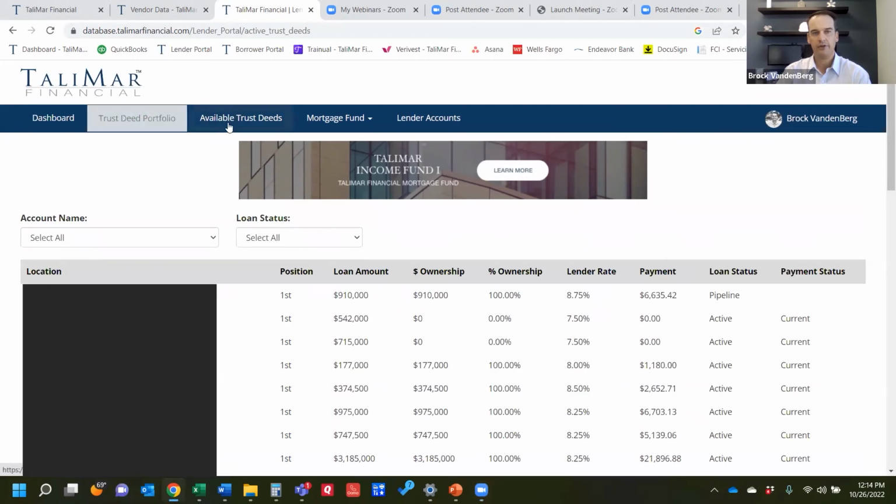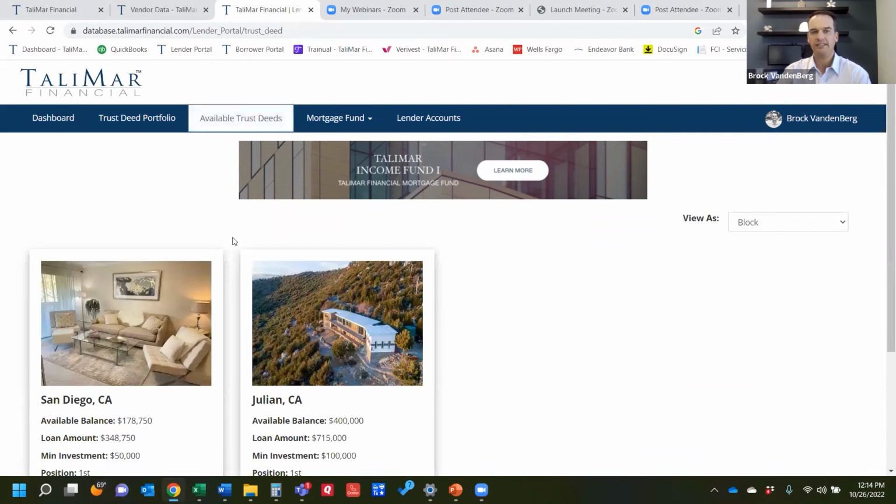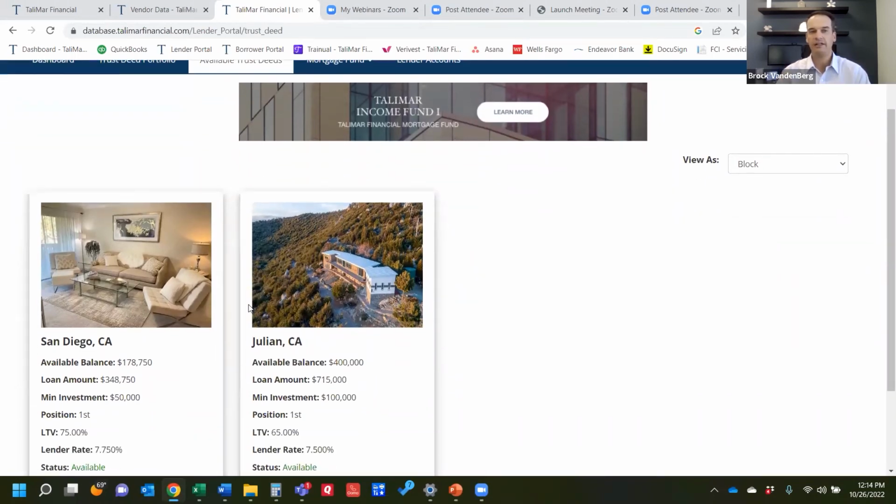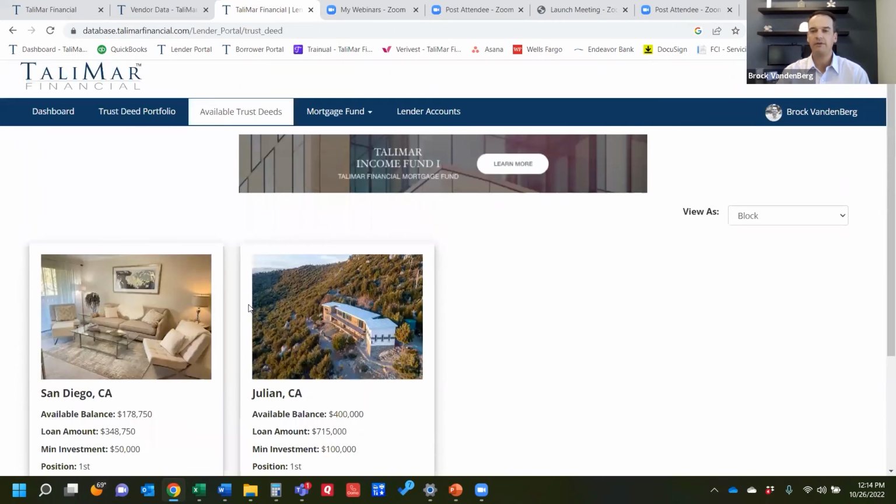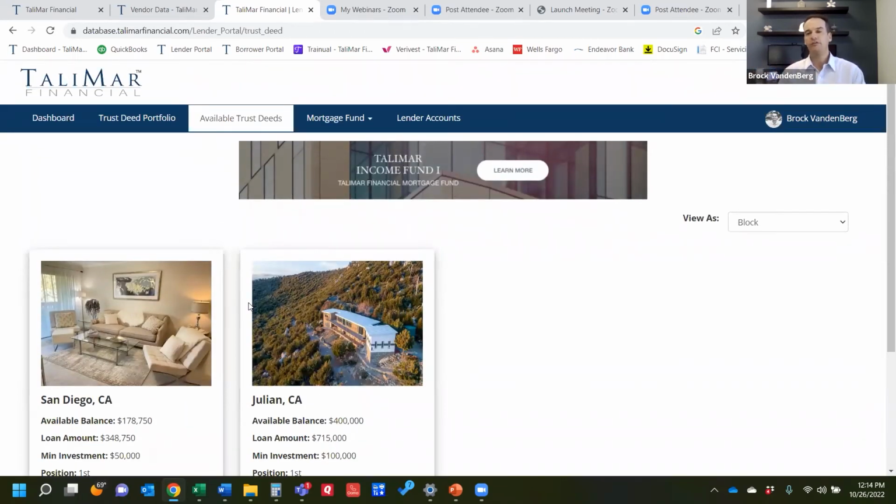So view all the trust deeds that you have in your portfolio. You can view all the available trust deeds that we currently have. So we do offer two platforms. For investors that want to invest in individual trust deeds, you can always log in and view the available trust deeds that we offer. Or you can log into the mortgage fund.